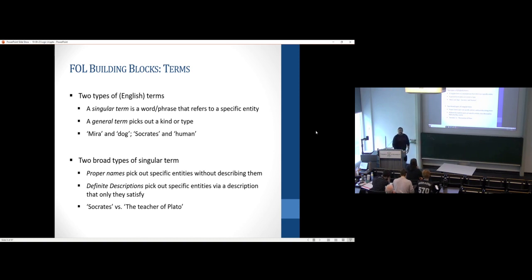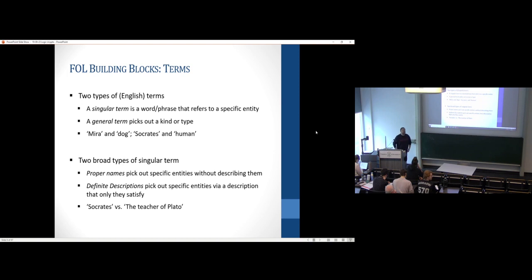Another way to get a grip on it. Socrates is a proper name. The teacher of Plato is a definite description. It applies to one and only one person. As it happens, these supposedly denote the same person. Okay, before we go on, do we get the difference on how proper names function and how definite descriptions function? Is that the kind of broad idea here?